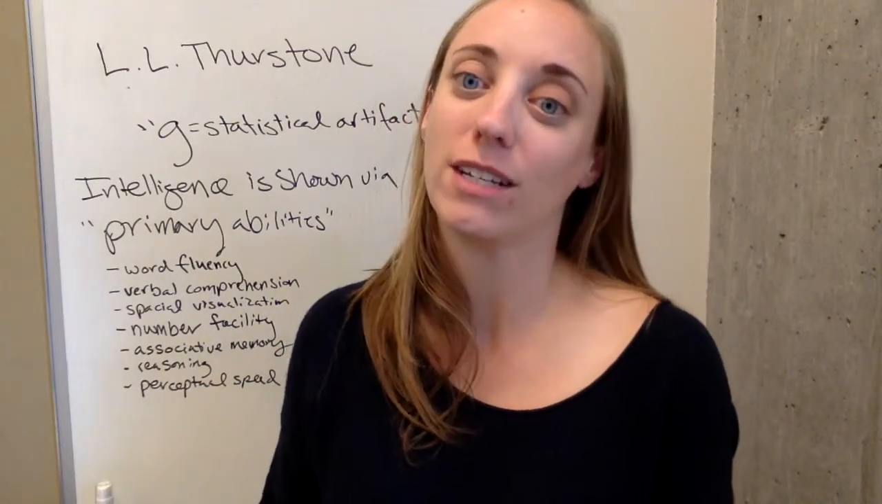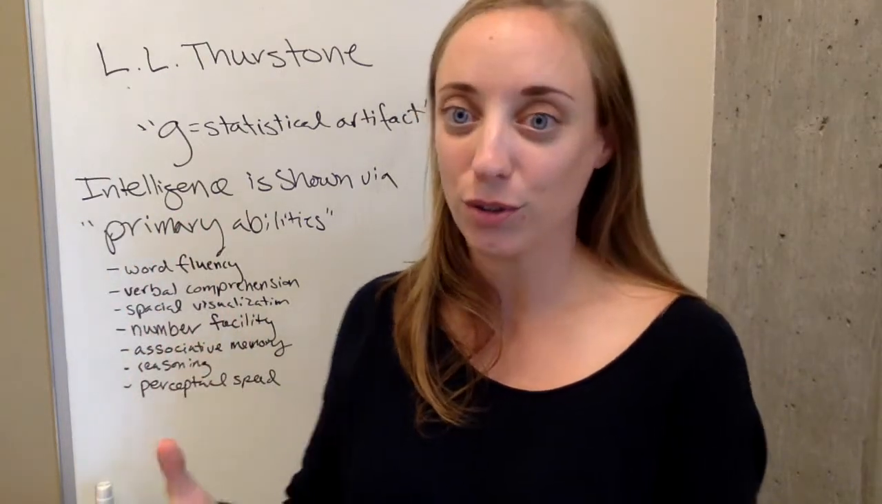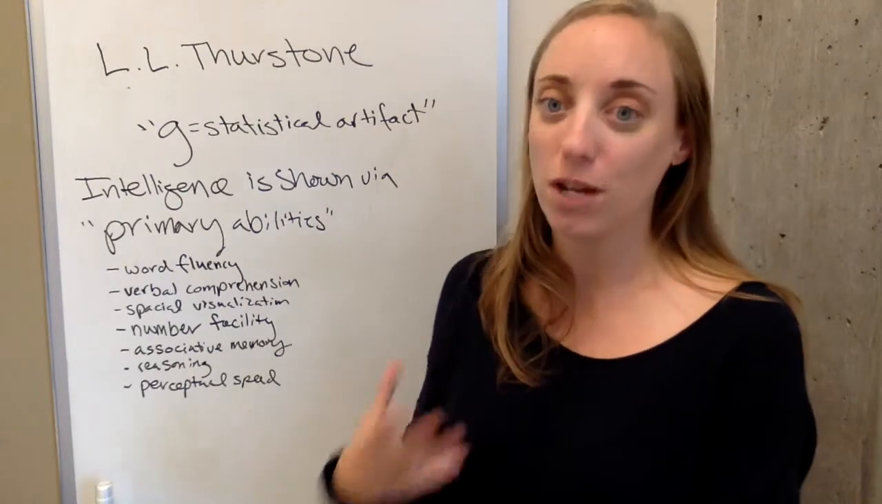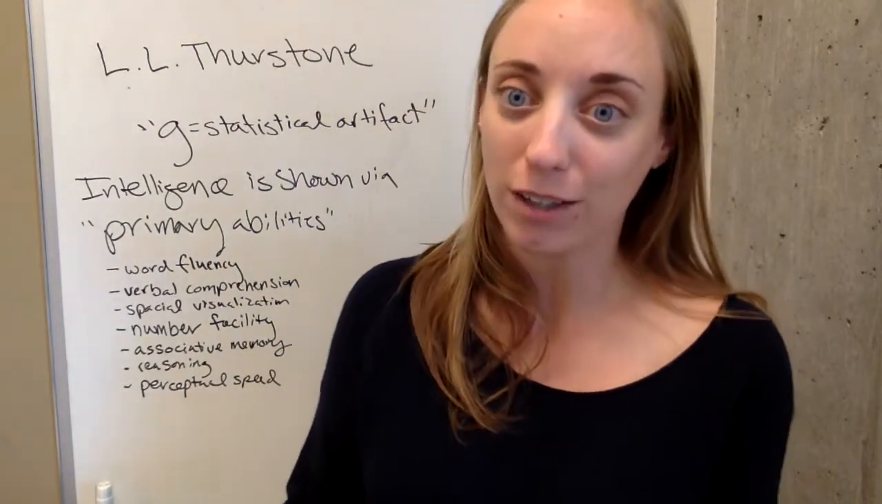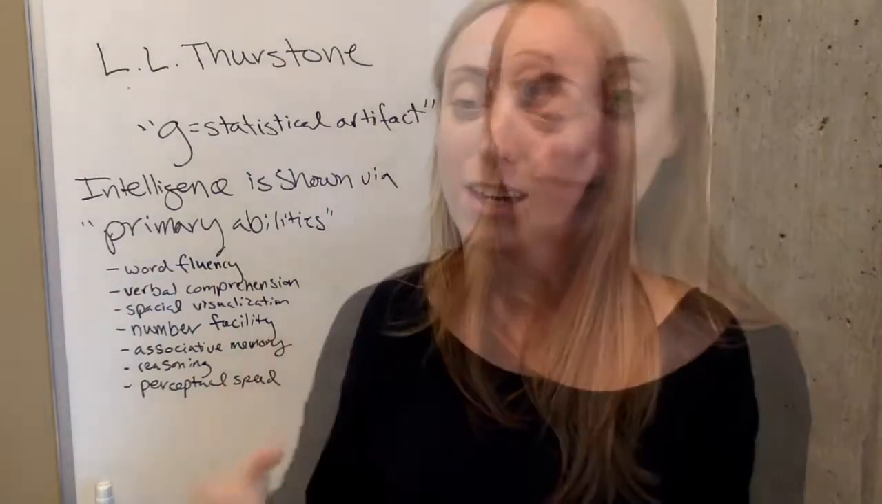He in fact found that intelligence arose from 7 different primary abilities, and those included word fluency, language comprehension, spatial visualization, number faculty, procedural speed, as well as associative memory and reasoning.